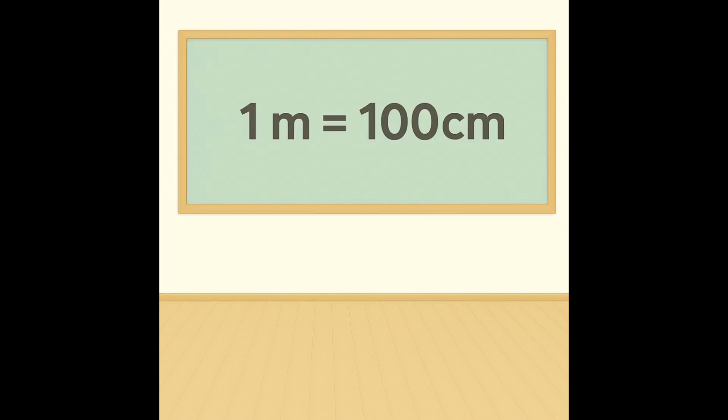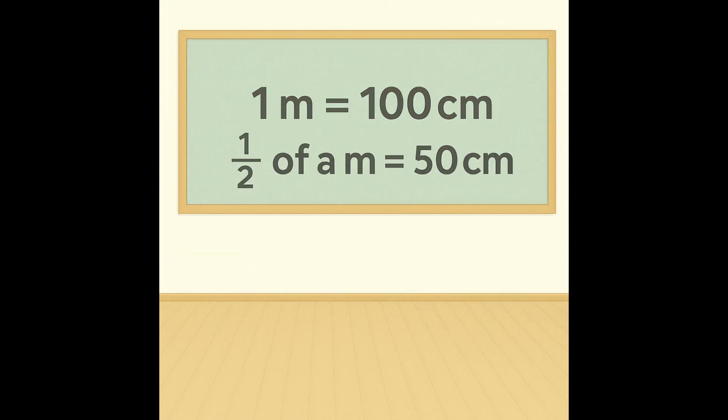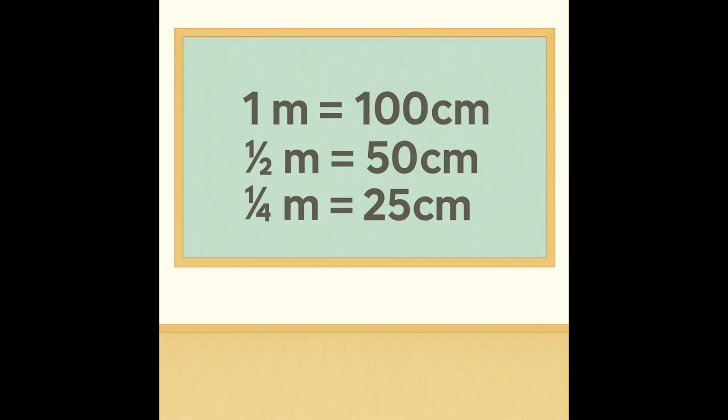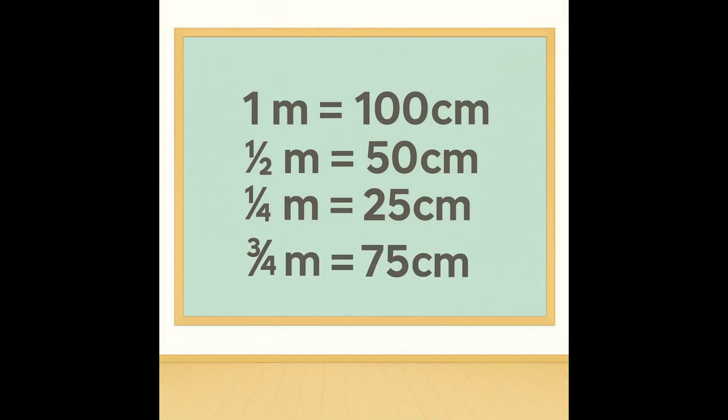1 meter is equal to 100 centimeter. Half of a meter is equal to 50 centimeter. 1/4 of a meter is equal to 25 centimeters. 3/4 of a meter is equal to 75 centimeter.